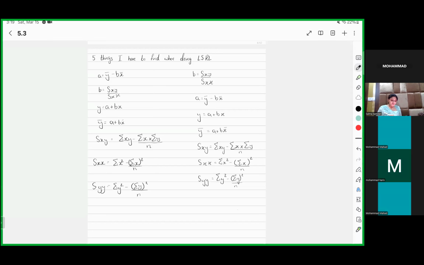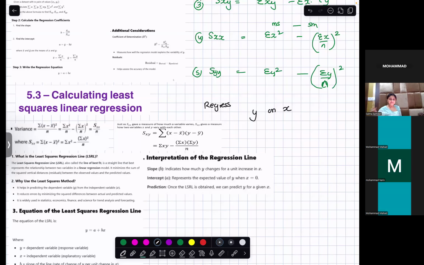One more thing. You find the regression line of what? Y on X. Are you with me? Yes. I find the regression line of Y on X when I am finding B. Are you with me? I write BYX. It means I'm finding the slope of Y on X, this line. Are you with me?